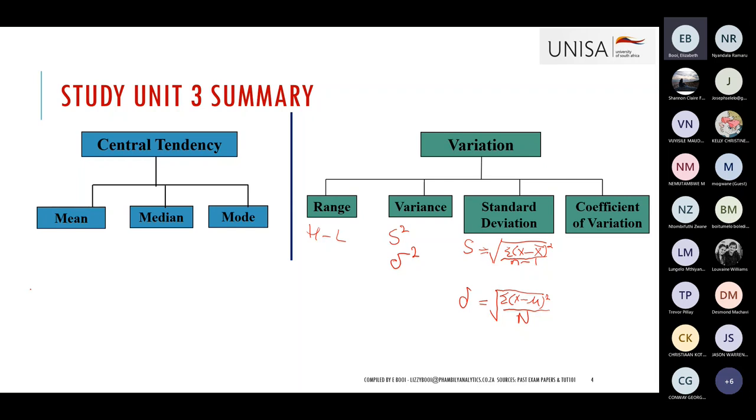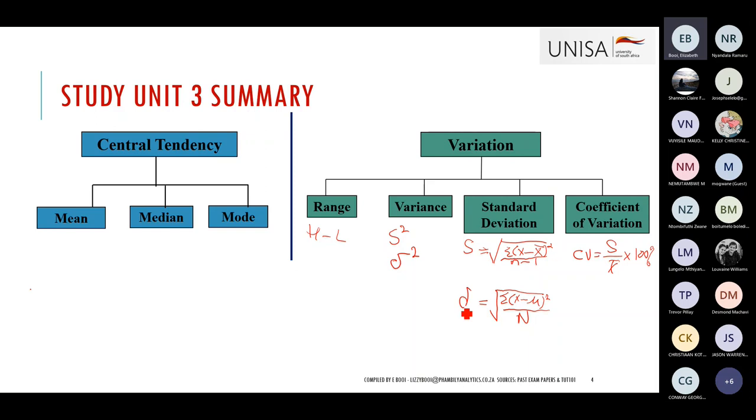The coefficient of variation, which also tells us the variability of the data, is given by CV, and it's always represented as a percentage. It's your standard deviation over the sample mean multiplied by 100%. And that is your coefficient of variation.